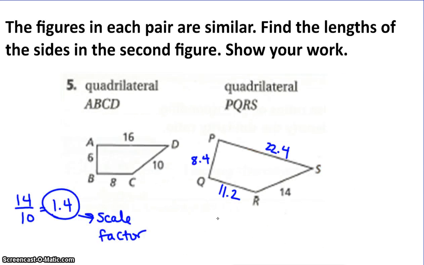Alright, now in this case, we were asked to find the missing lengths, and we already knew they were similar. So in this case, you're going to be using scale factor, which is the second figure divided by the first figure. Alright, so what we have here is we only know 14, and it corresponds to CD. So 14 over 10 is 1.4 is my scale factor. So then I take 16, multiply it by 1.4 to get 22.4. 6 times 1.4 is 8.4, and 8 times 1.4 is 11.2.